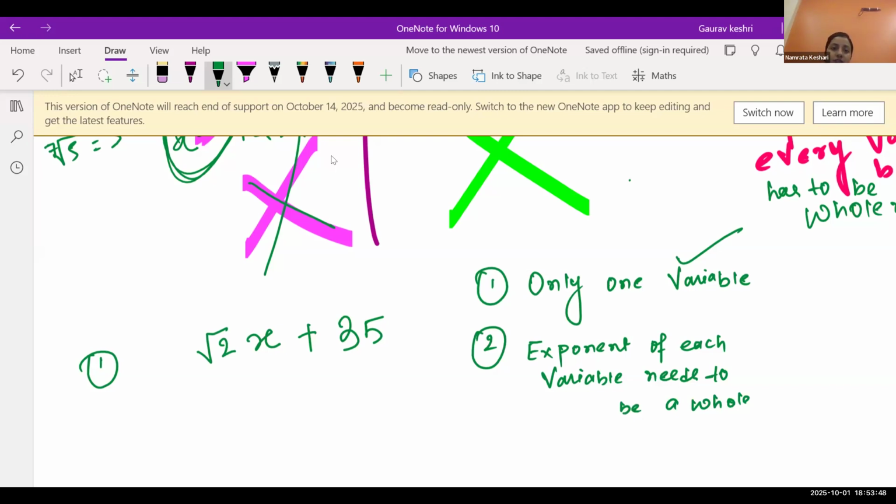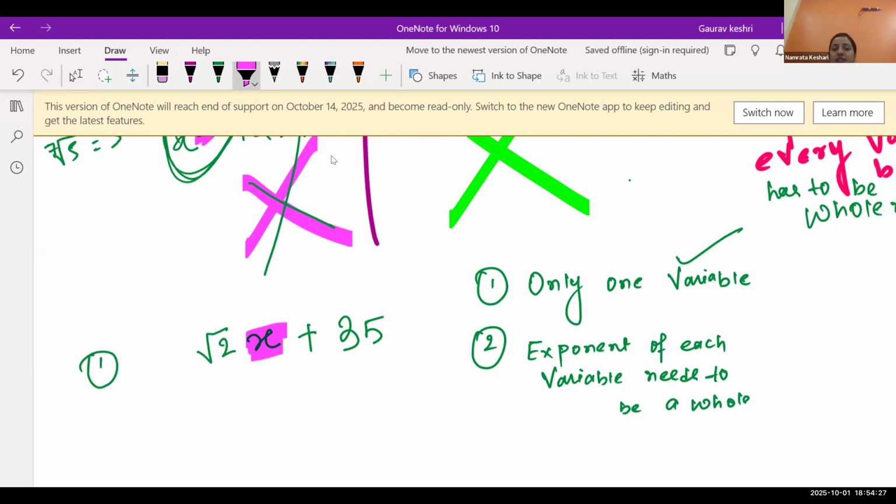Now I will underline this variable because I don't have to focus on the numbers. This 35, I'm not worried about that. Root 2, I'm not worried about that. Rule number 2 says just focus on the exponent of the variable. Here the variable is this, and what is the exponent? The exponent is 1 over here. Can you see that? Yes, ma'am. Nikhil, are you getting it? Yeah, ma'am. Okay, and hence it's a polynomial.